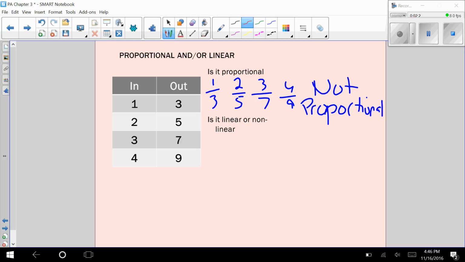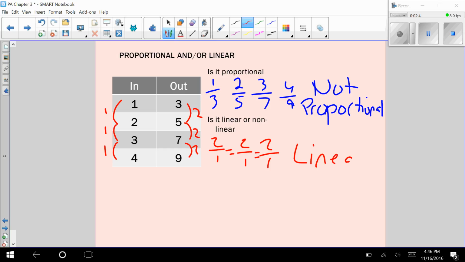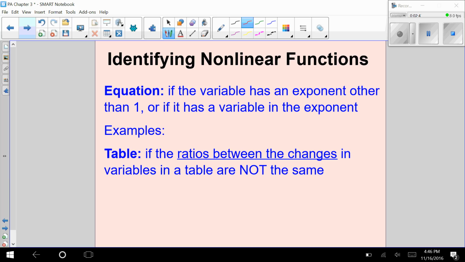Let's find out. We've figured out if things are linear. We've got plus 1, plus 1, plus 1. Over here I've got plus 2, plus 2, plus 2. So output over input ratios, 2 over 1, 2 over 1, and 2 over 1. Those are all equal, so that means it is linear. So it can be non-proportional and linear at the same time.